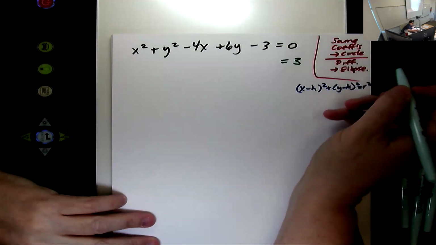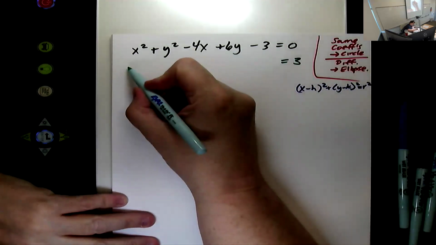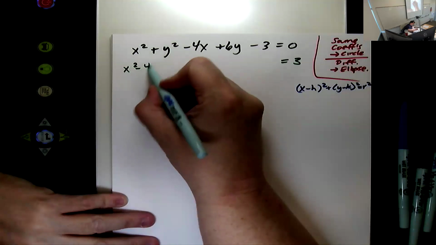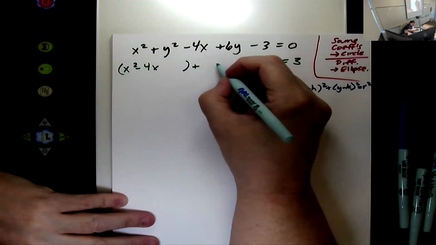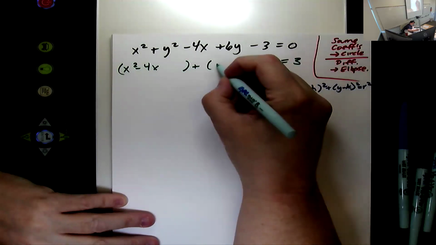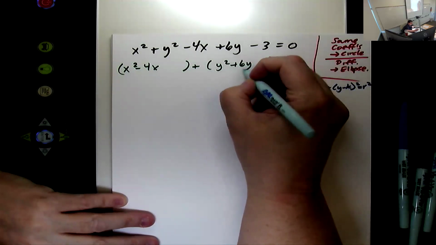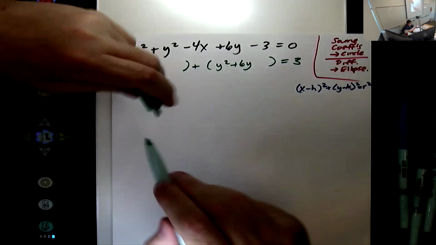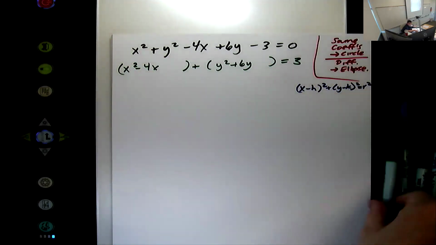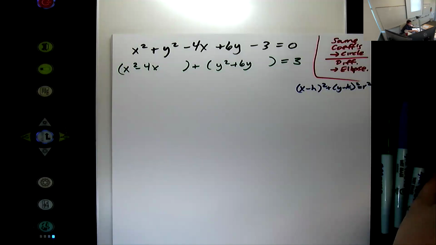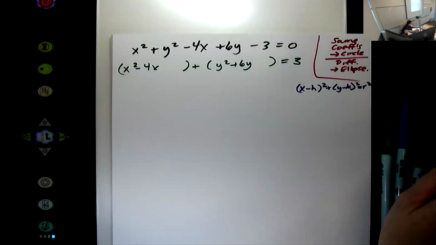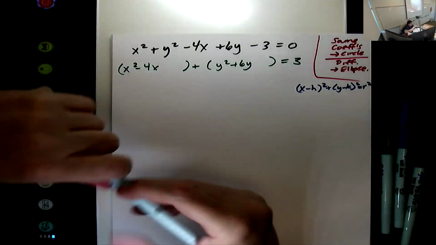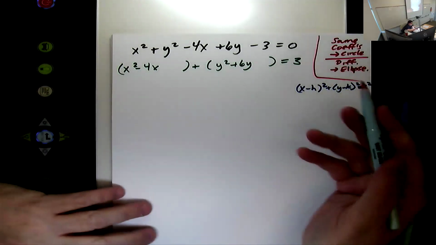And then we want to complete the square with each variable. So we move the 3 over and rearrange the variables, and then complete the square. The easiest way to do that is to rearrange the variables, put the x's next to each other, and give ourselves a little bit of room to work.